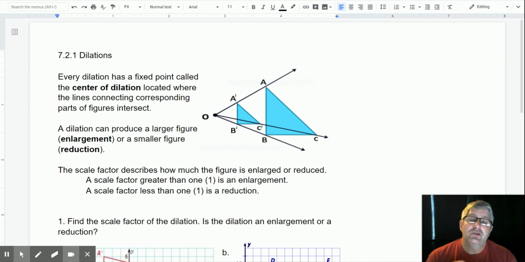So a dilation can produce a figure that's either an enlargement, where it gets bigger, or a reduction, where it gets smaller. Oops, there's my reduction. It's hard with your hands. And when we do this, we talk about scale factor. Scale factor describes how much it's enlarged or reduced.